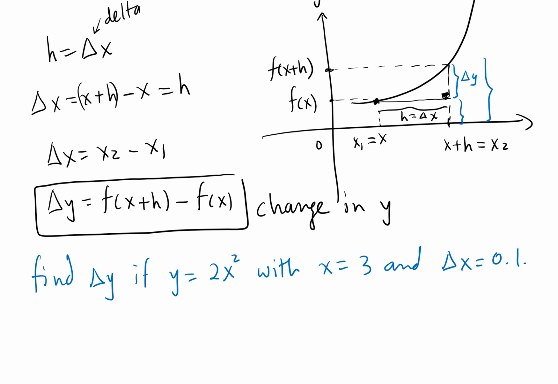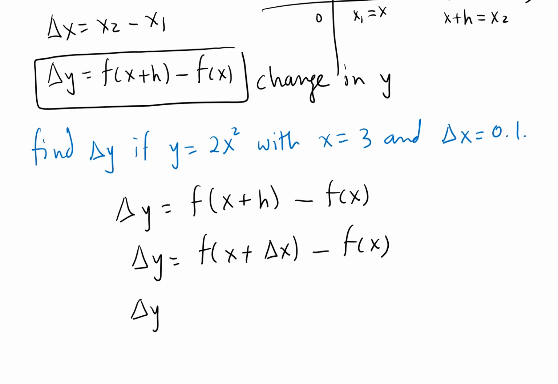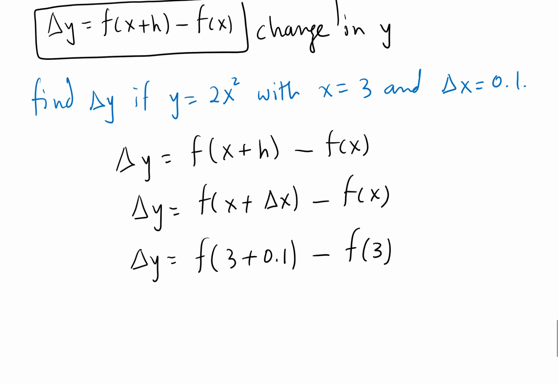Very quickly, for delta y, it's f of x plus h minus f of x, and remember h is the same as delta x, so it's f of x plus delta x minus f of x. This is f of x, the given function y equals. So let's see what we have. X is 3 and delta x is 0.1, minus f of 3. Delta y is f of 3.1 minus f of 3.